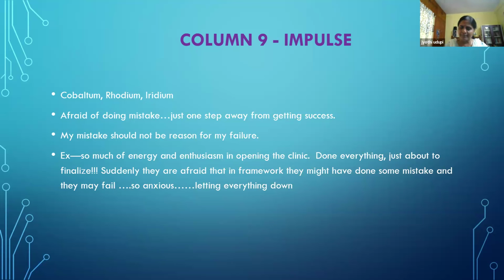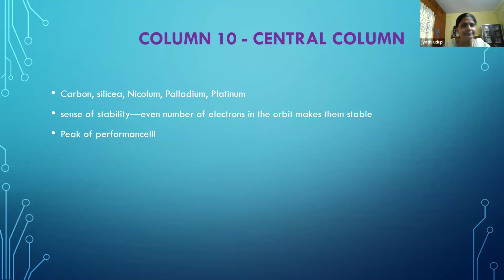Column 6. That is a central column. Carbon to platinum. Sense of stability. Even number of electrons in this orbit makes them stable. They are at the peak of their performance. They are the people who open a clinic and call us for chai and snacks. We have attended so many clinic openings. If not a doctor, the family will be in a central column. They say we will open.